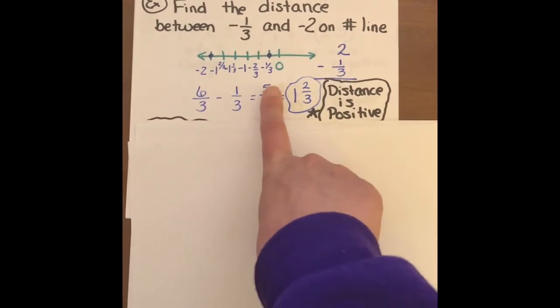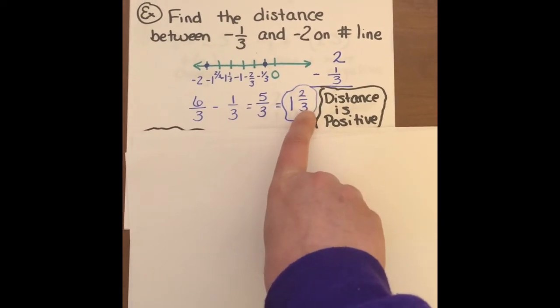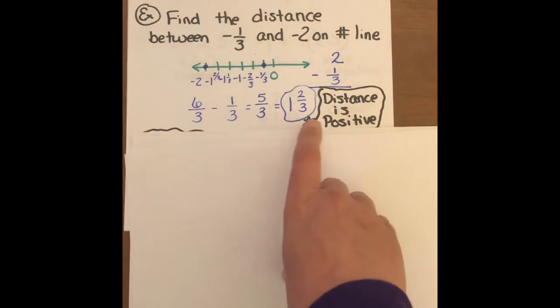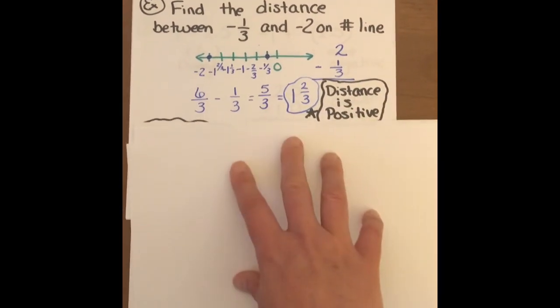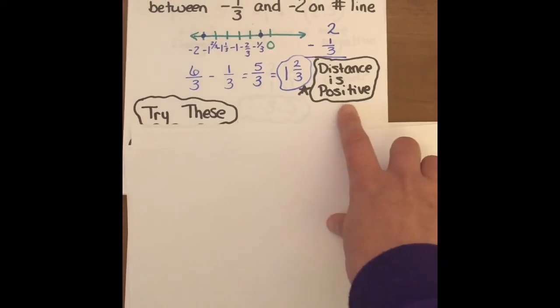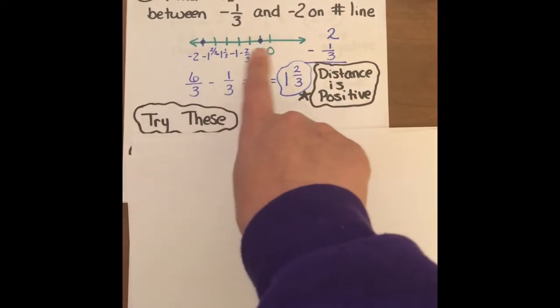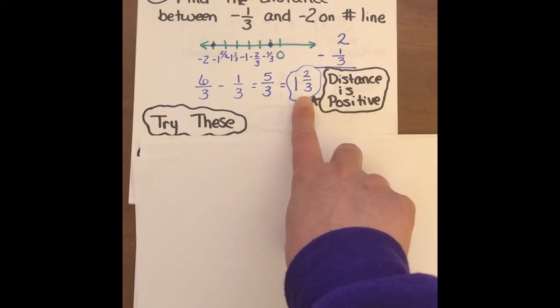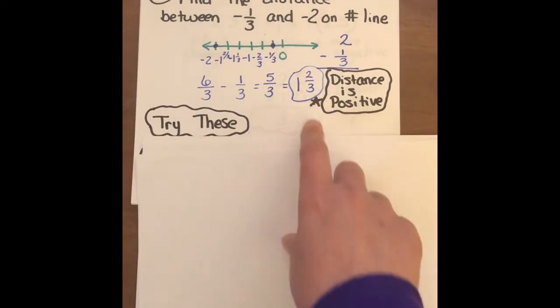and then I change that over to a mixed number. 3 goes into 5 one time. I have 2 left over 3, so 1 2/3. So this would be my distance. Distance is always going to be a positive number. So the distance on the number line, I've shown it here, would be 1 2/3. You only have a couple of those types of examples.